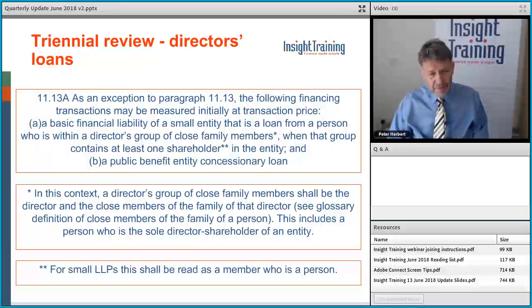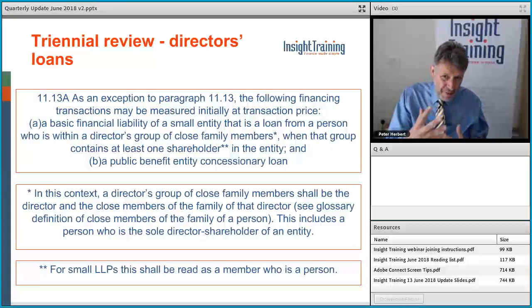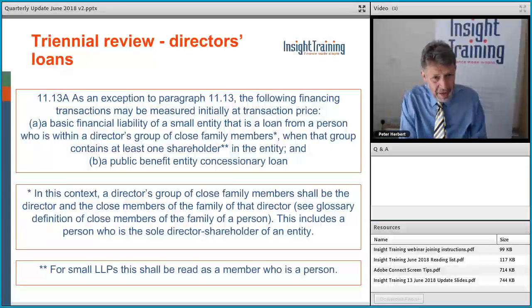You may have picked up from the Triennial Review amendments to FRS 102 a dispensation. This dispensation has been around in a similar format for a year or two. But here we are: as an exception to paragraph 11.13 of 102, the following financial transactions may be measured initially at transaction price. A basic liability of a small entity that's a loan from a person who's in the direct group of close family members when that group contains at least one shareholder in the entity.